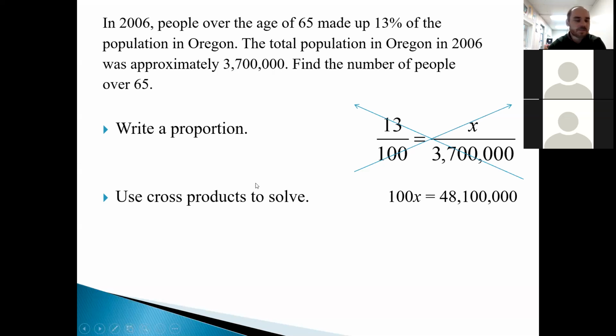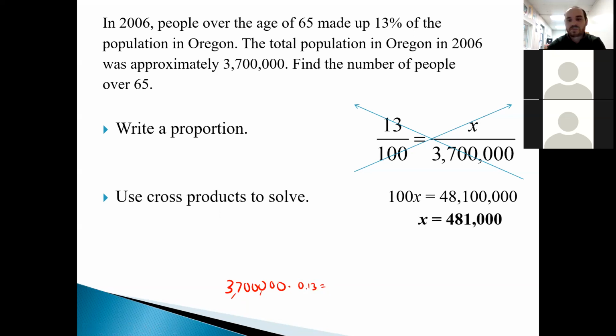48,100,000. Now, what I do want to ask is which one of the shortcuts could you use to solve this problem, for those of you that might want to use the shortcuts. Multiply. Division. You could divide by 100. So the correct shortcut version here would be times 0.13. But again, if you don't understand how that works, don't use the shortcut, please.